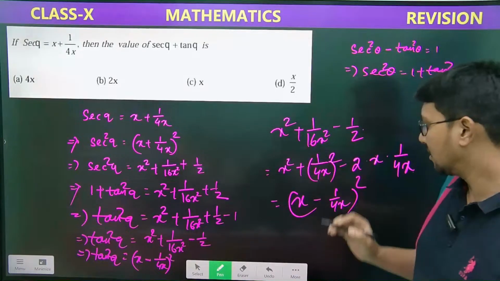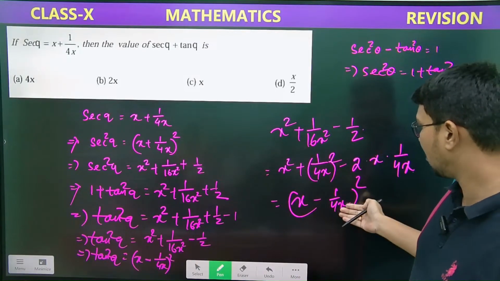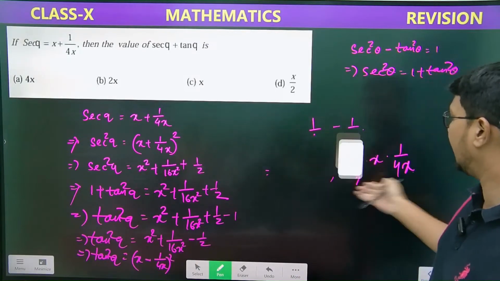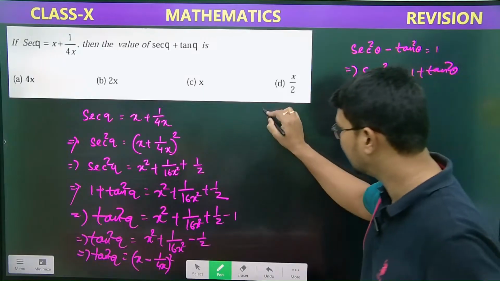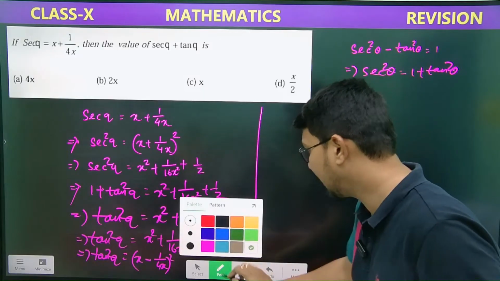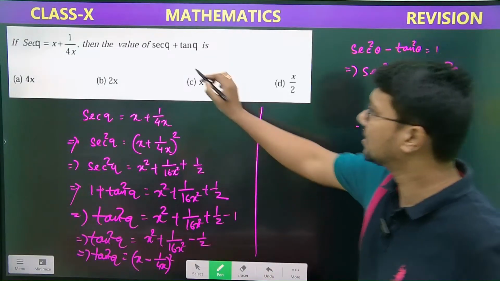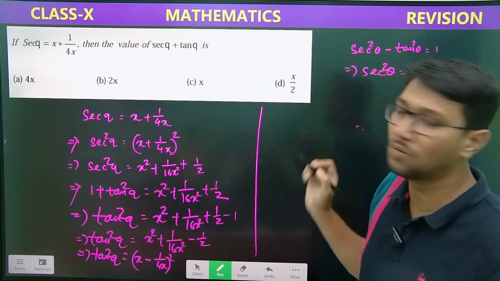Over? Right? So now, see bacho, I am erasing this part and here, check karo. Now we have got the tan square value. The question is asking us sec q plus tan q.